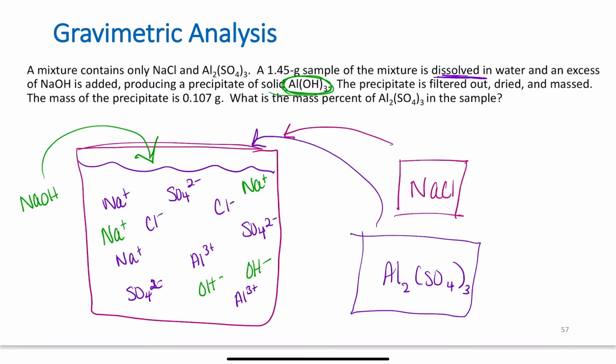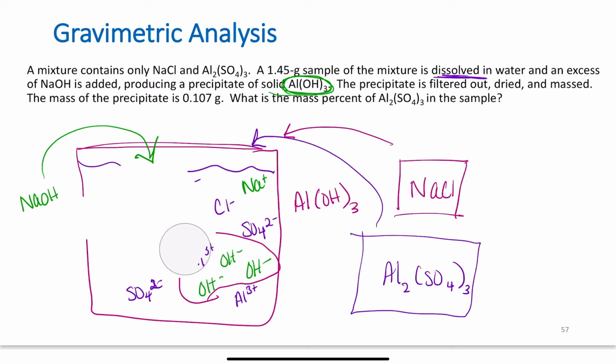What happens in solution is this aluminum and hydroxide, they find each other. And of course, I need 3 hydroxides for every aluminum. But they're going to find each other, and it's going to crash out as Al(OH)3. Or let me put the parentheses in the right spot. Al(OH)3. So every aluminum is going to grab 3 hydroxides for itself, and it's going to crash out as a solid.